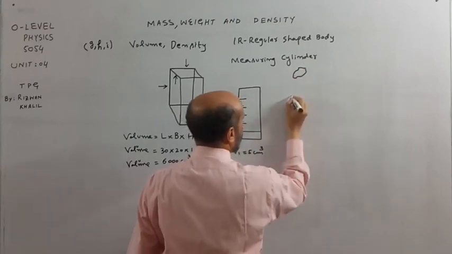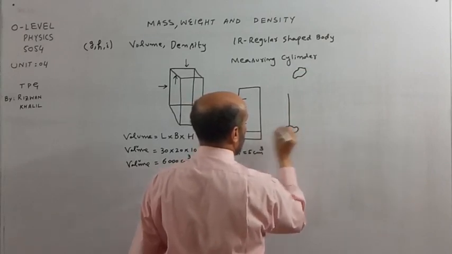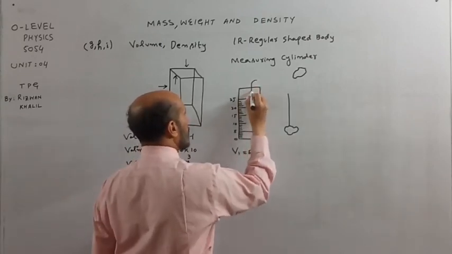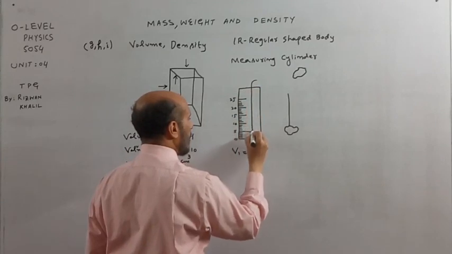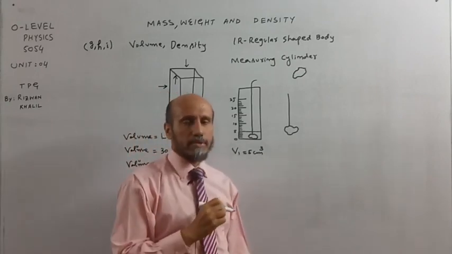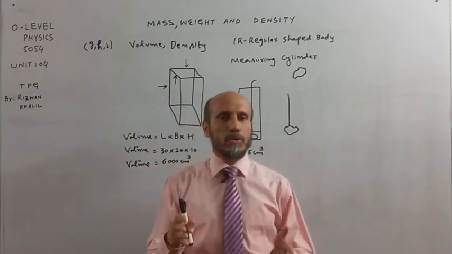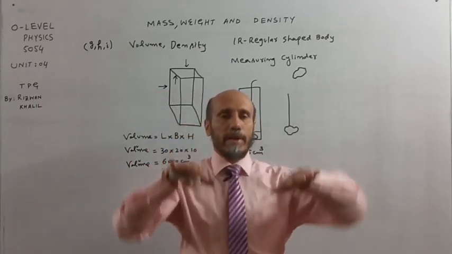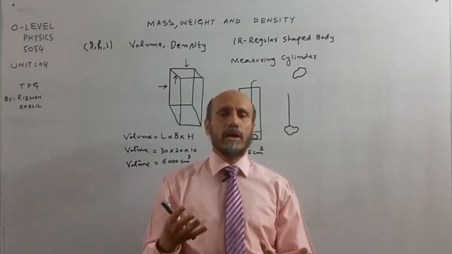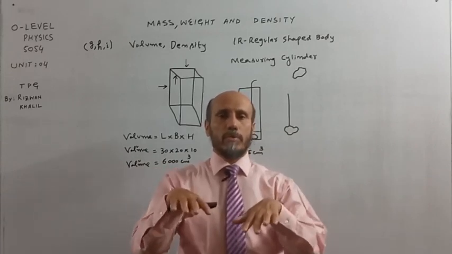First of all I will tie up this irregular body with a thread, and then I will immerse it in the measuring cylinder using the thread. Now what happens? As we have observed in our daily life, if we have a container in which there is water, and we dip our hands in that container, the level of water rises. It depends on the size of the hands. The larger the hands we have, the larger the displacement of water will be.